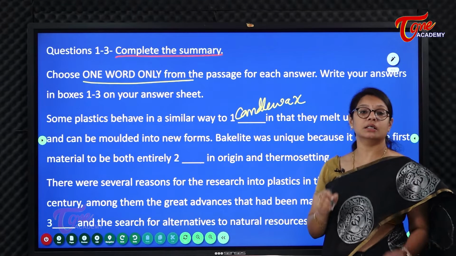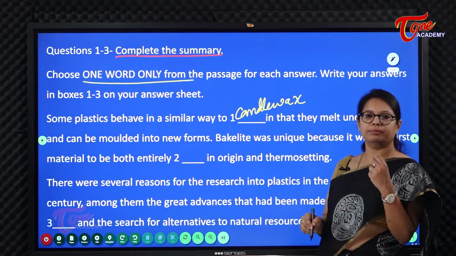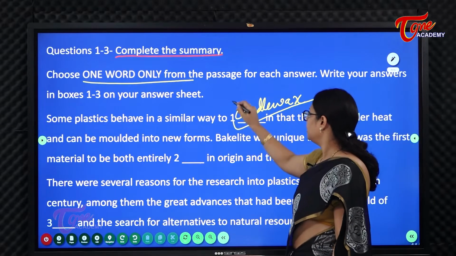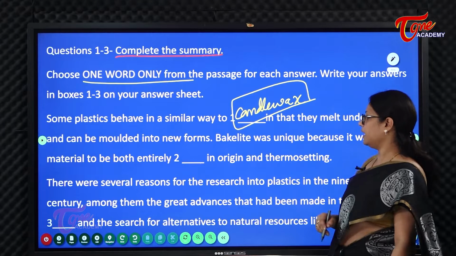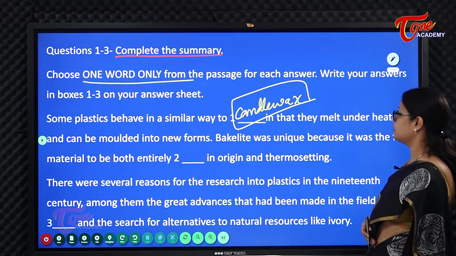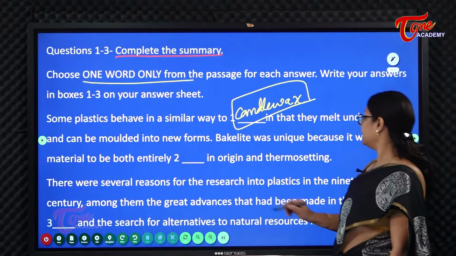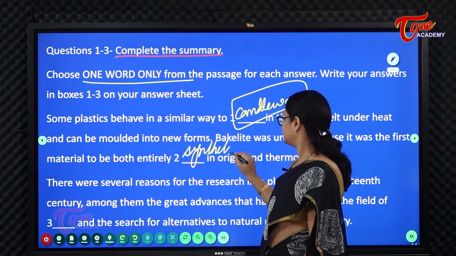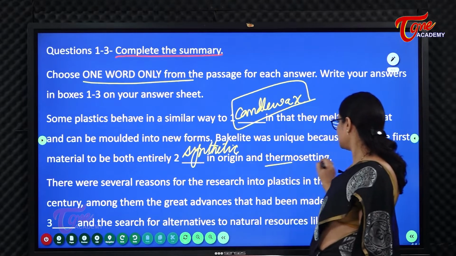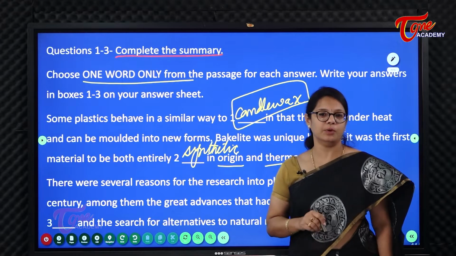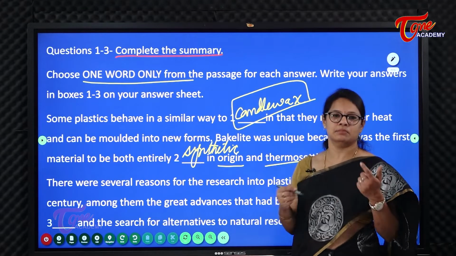When I made you underline plastics, the word plastics in the very first few paras of the passage, this word is already there. Now, the next one. Bakelite was unique because it was first material to be both entirely synthetic. This word also we have underlined. We have underlined thermosetting, thermoheating as well as origin, if you remember, as part of our keywords. So that is how we skimmed.